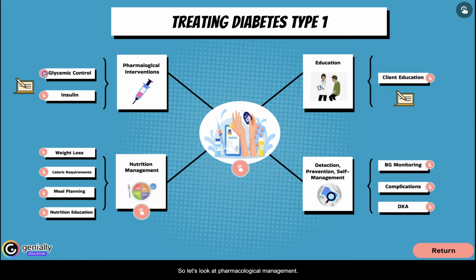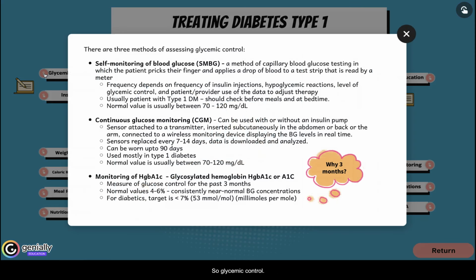So let's look at pharmacological management. So glycemic control. These are 3 methods of assessing glycemic control. What is glycemic control? Keeping your glucose under control, managing your glucose, right? Self-monitoring of blood glucose. What is that? When the patient basically has the glucometer at home and they check their blood sugars and keep a log of it and report it to the provider.